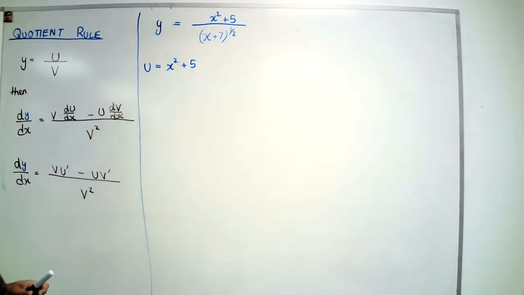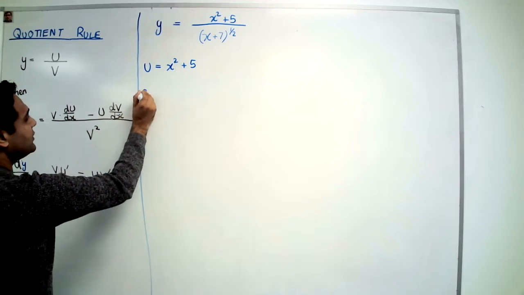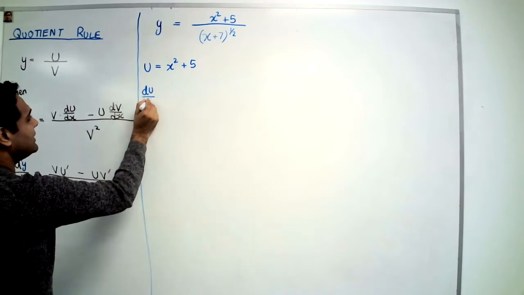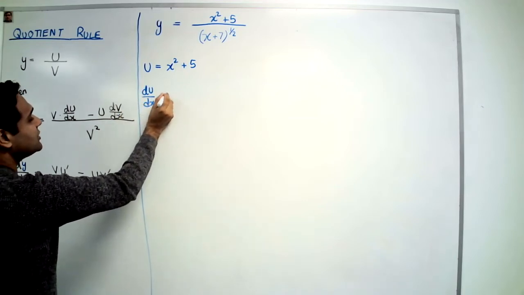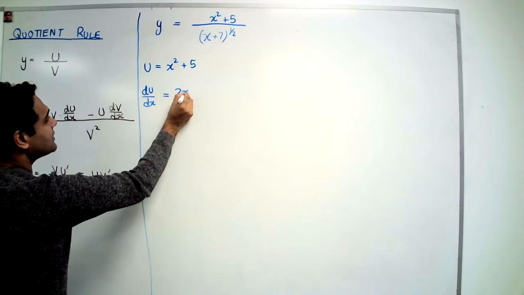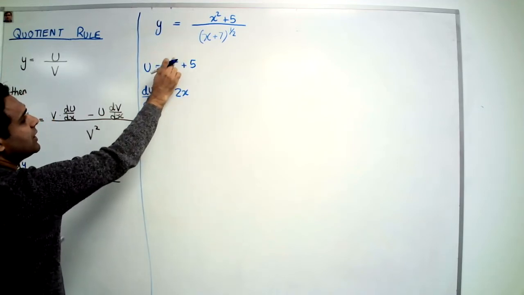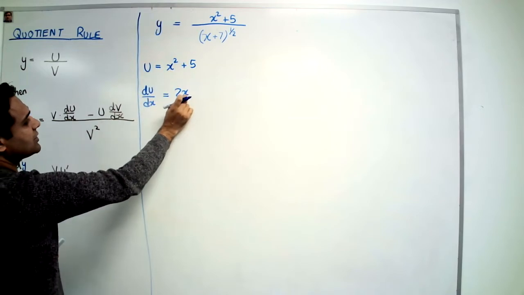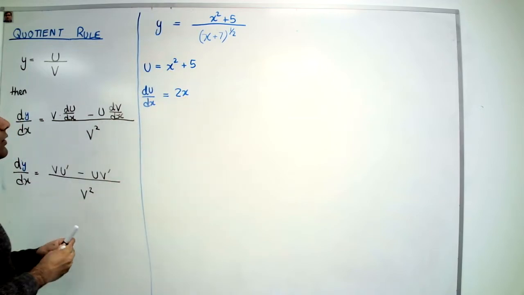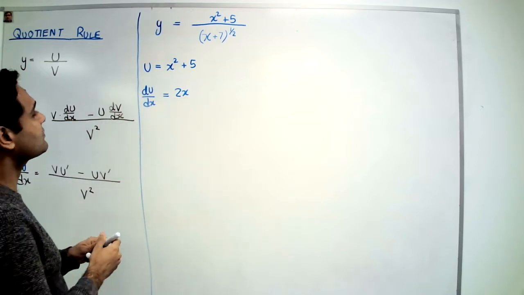Now I need to find du over dx. So if I do du over dx, that's how much? Just 2x, because differential of 5 is 0, differential of that one is the power comes out, and differential reduces the power by 1. So that's that. Now I need to do the v.